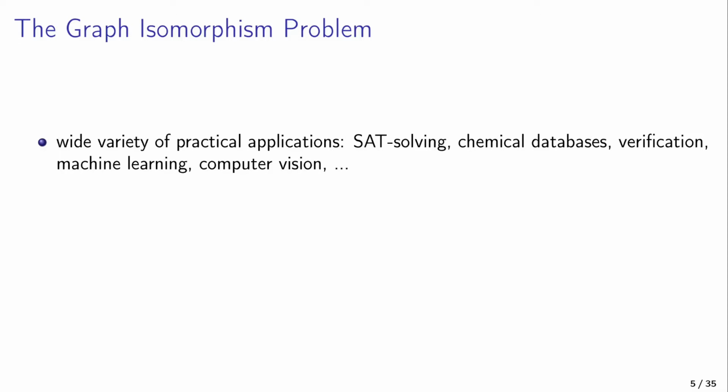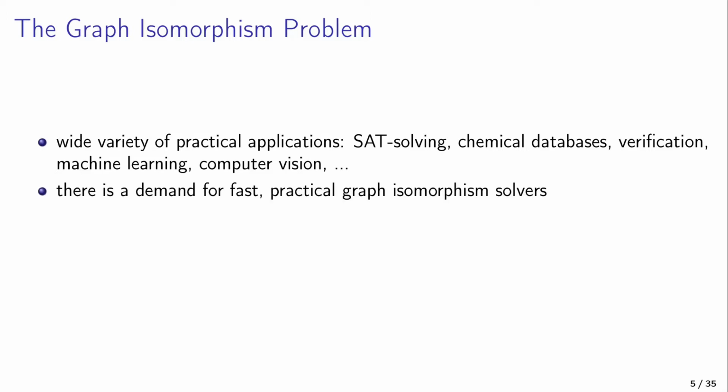Now, the graph isomorphism problem itself has a wide variety of practical applications. One example would be symmetry breaking in SAT solving, where you want to remove the symmetries from a formula. Another example would be storing molecules in a database where you only want one copy of each isomorphic molecule. There are many more applications, which I could not list here. But the point is that there is demand for fast practical algorithms for graph isomorphism.